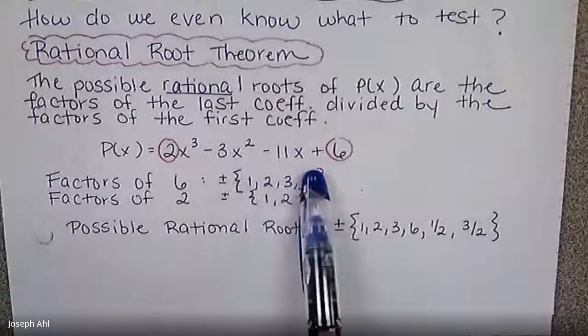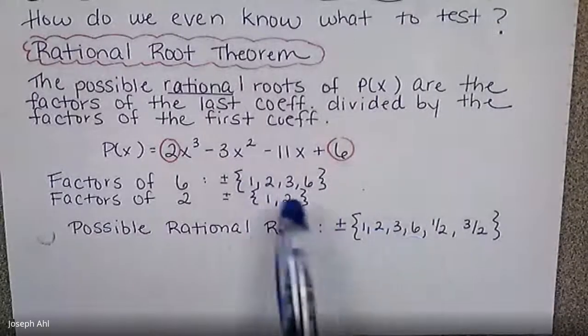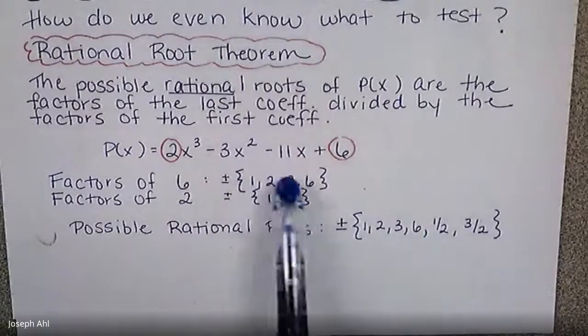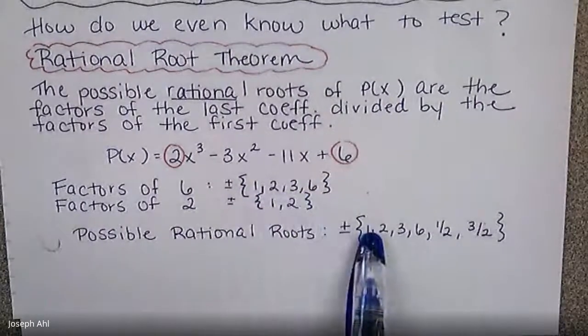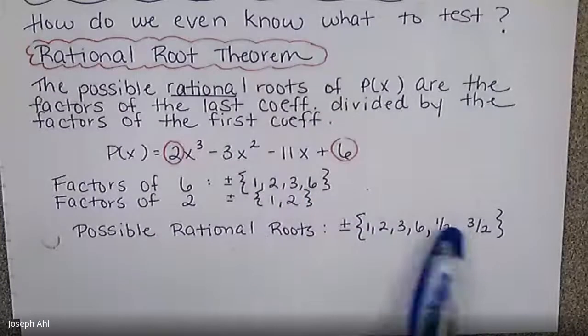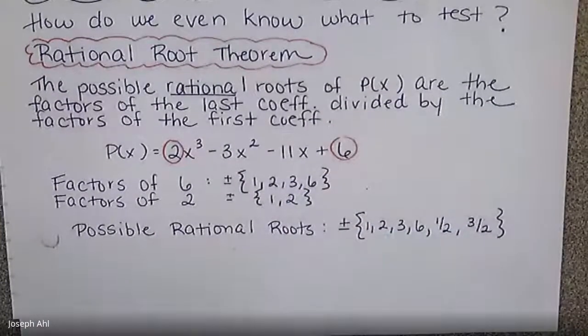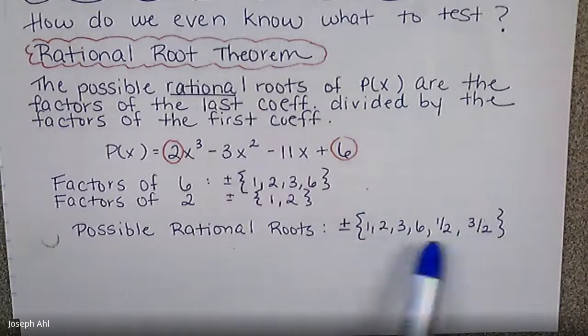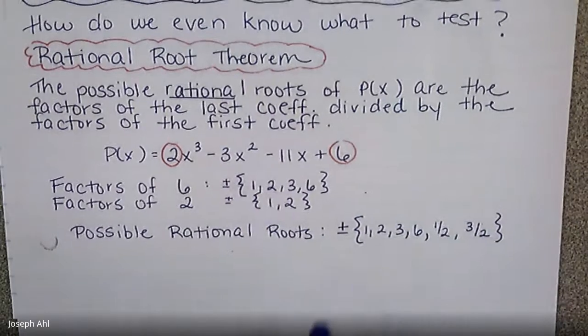Here is the list of possible rational roots. Like I said, if I take everything and divide it by 1, I get 1, 2, 3, 6. If I take everything and divide by 2, I get 1/2. There it is. 2 over 2 is 1, which is already in the list. 3 halves, and 6 over 2 is 3, but that's a repeat from the list. So if it looks like I have a list of 6 roots, it's actually a list of 12 roots because it's plus or minus any of those possibilities.